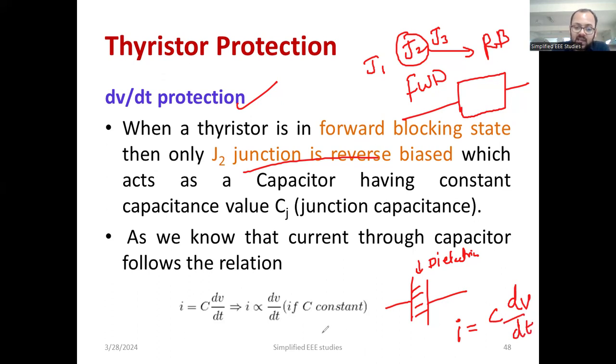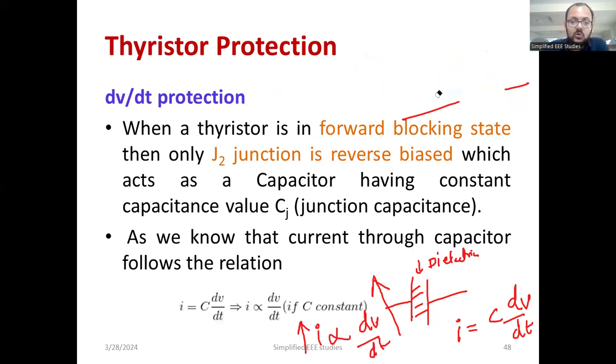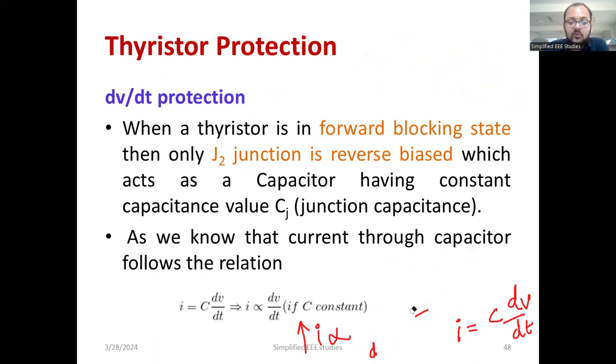From this equation, we can write that I is directly proportional to dV by dt. In case the dV by dt is very high, obviously the charging current will also increase because of the effect of capacitance. So more charging current will again spoil the device. This phenomenon is known as generation of dV by dt, so that dV by dt has to be within the limit.